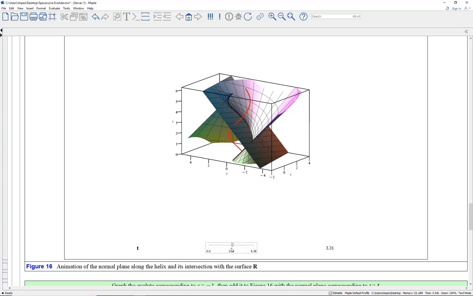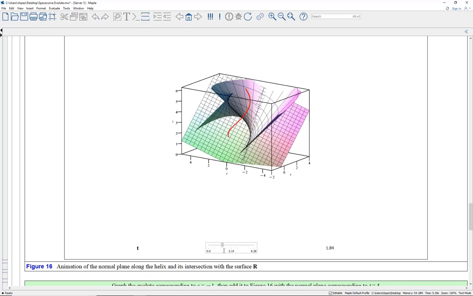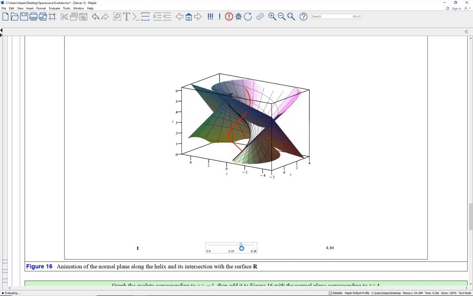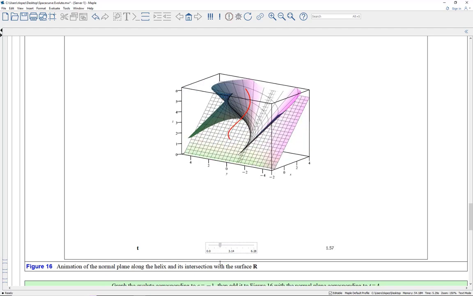It determines a point on the helix. t goes from 0 to 2 pi. As I vary t, that normal plane moves along the helix. And there it is, moving up and down the helix.